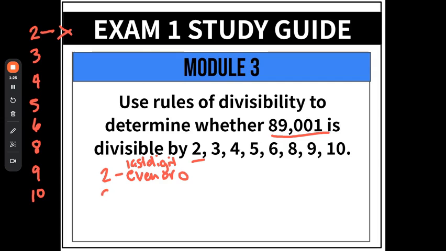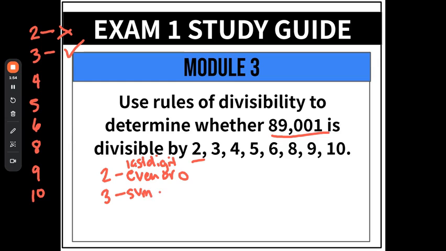3. How do we tell if something's divisible by 3? Well, the sum of the digits needs to be divisible by 3. So the sum of all of these digits needs to be divisible by 3. So we've got 8 plus 9 gives us 17 plus 1 gives us 18. 18, is that divisible by 3? Yes. Gives us 6. Awesome. So I'll write this here.